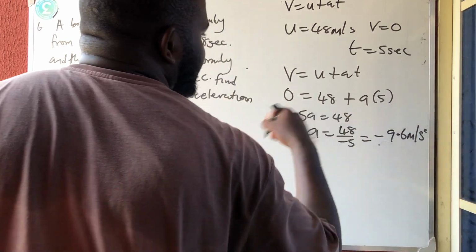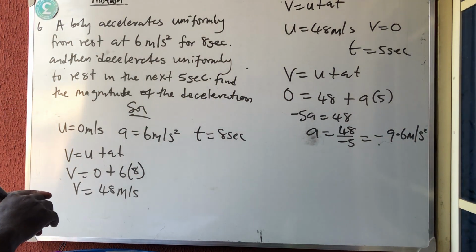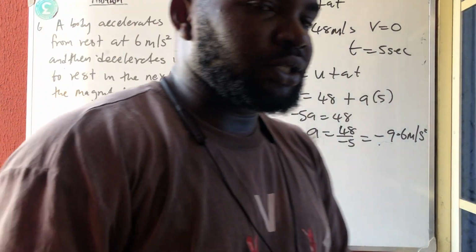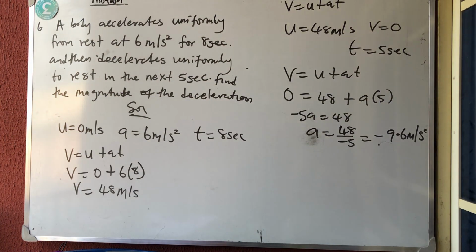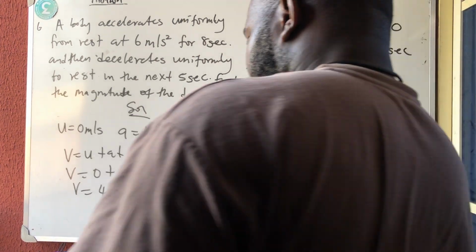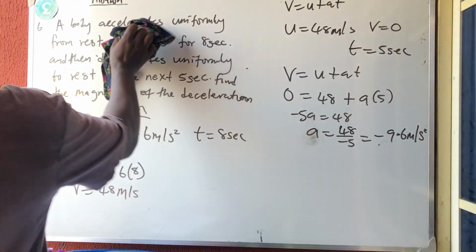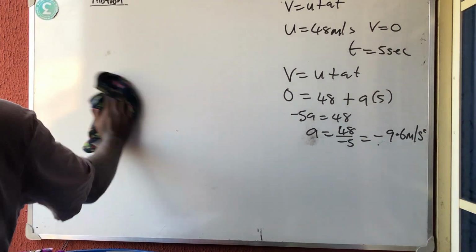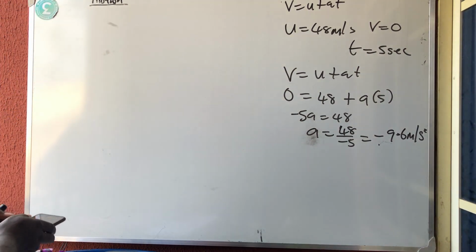Now you see, why is this in minus? Who can tell me? It's a minus because we are talking about retardation. And retardation is negative acceleration. So I'll solve one more question on this, then we'll talk about solving it graphically, using a graph.